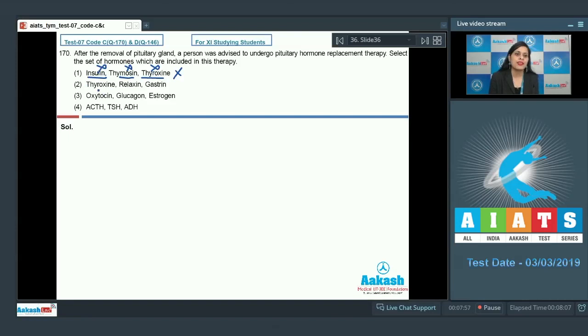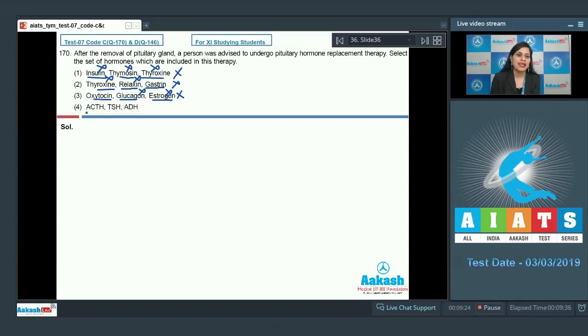The next option is thyroxine, relaxin, and gastrin. And this is an incorrect option because thyroxine is released from thyroid gland, relaxin is produced by corpus luteum, and gastrin is produced from stomach. So this is an incorrect option. The next option is oxytocin, glucagon, and estrogen, and this is also an incorrect option. Oxytocin is synthesized by hypothalamus but released from pituitary gland. Glucagon is incorrect because glucagon is a pancreatic hormone, and estrogen is also incorrect. It is an ovarian hormone.